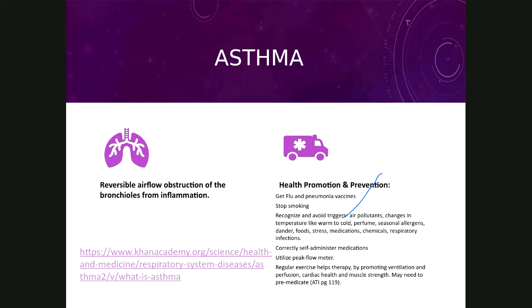Okay, and health promotion, it's very simple. We've been talking about, you want to make sure they're getting their vaccinations. You want to encourage them to stop smoking. Anybody who has asthma that's smoking, I don't know what you're thinking, but you want to stop smoking. You want to recognize and avoid your triggers, anything from air pollution to changes in temperature, perfume, seasonal allergies, dander, so that's pet dander. Foods can sometimes cause people to have allergic reactions, respiratory allergic reactions.